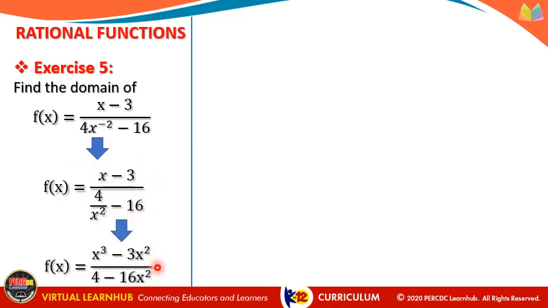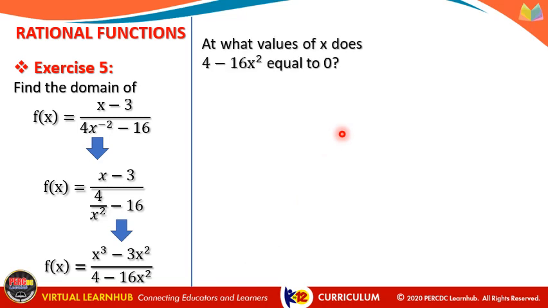Alright. So, balik na tayo sa tanong natin. Sa anong mga values magzi-zero ang denominator natin? So, ang denominator natin ngayon is 4 minus 16x squared. Kailan ba ito magiging 0? So, let's just use algebra na lang. So, 4 minus 16x squared, i-equate natin sa 0.